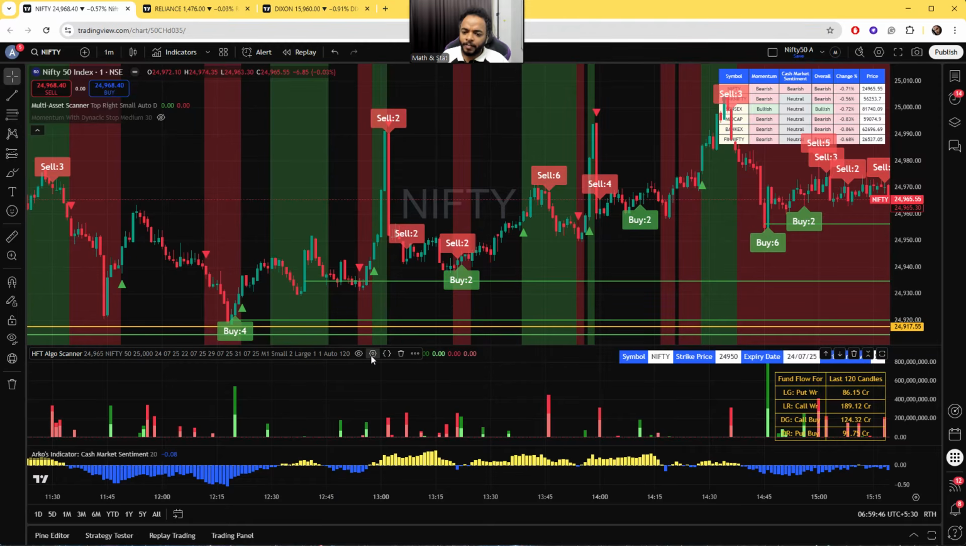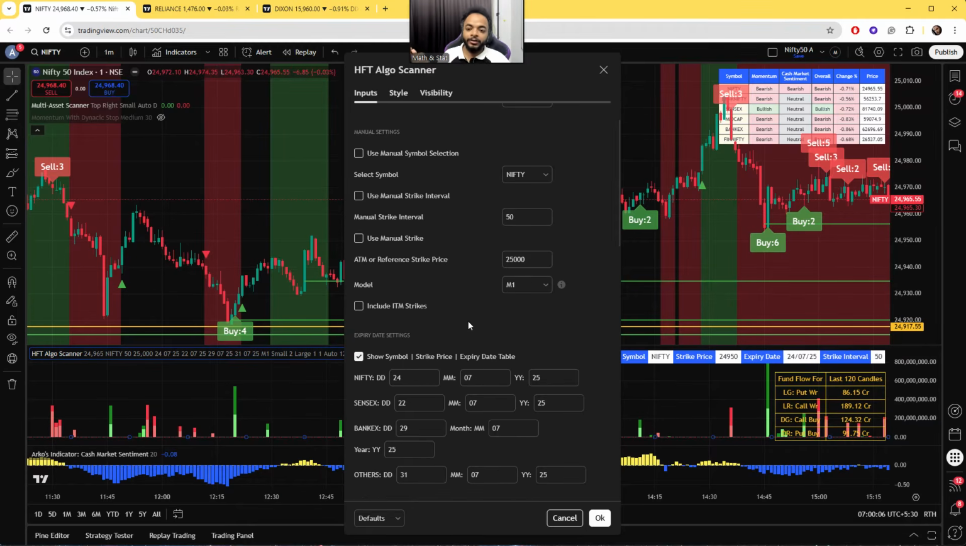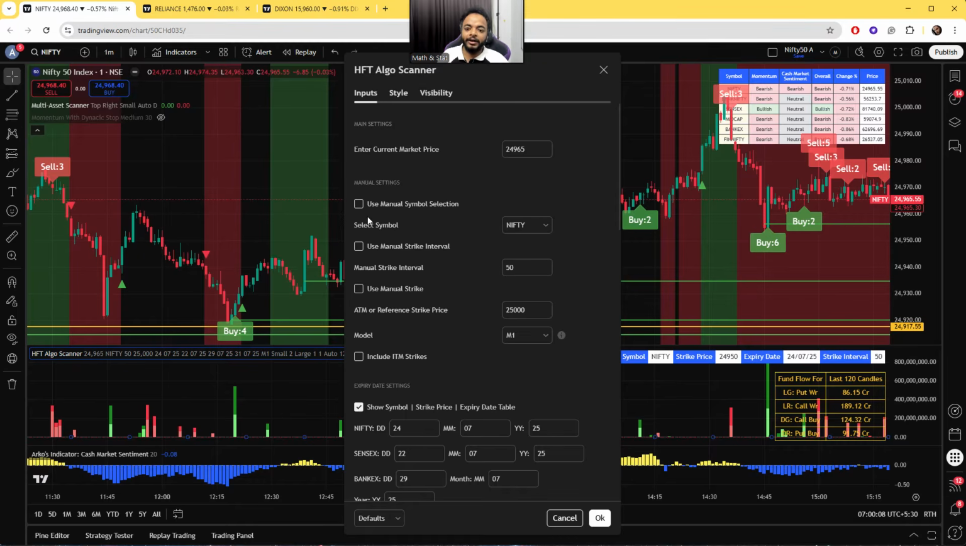So now coming down to the other data points, let's come one by one. Now suppose you are on the Nifty chart, but you also have one of the HFT indicators opened, and you have opened the same indicator once more, but on that you want to put Reliance. Then you can't go in auto mode, so you have to go in the manual mode. Then you have to select use manual symbol. Okay, and then let me show you one example.